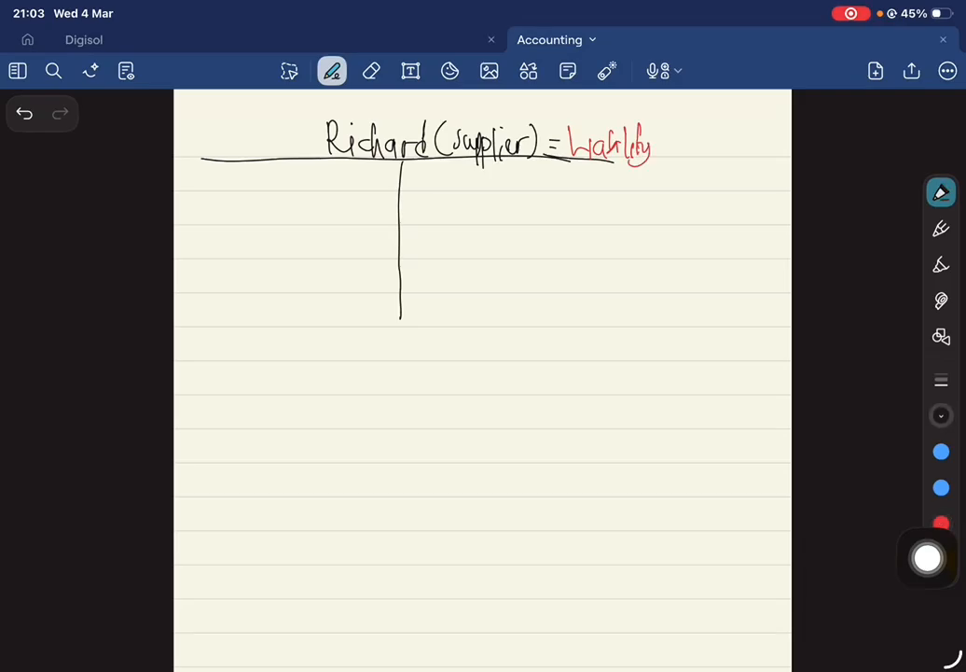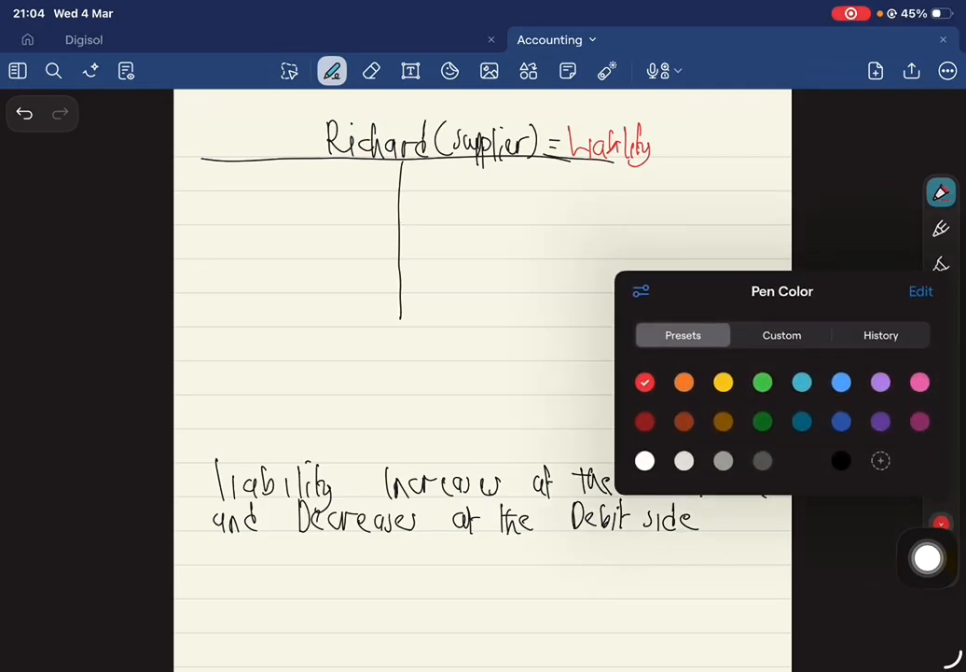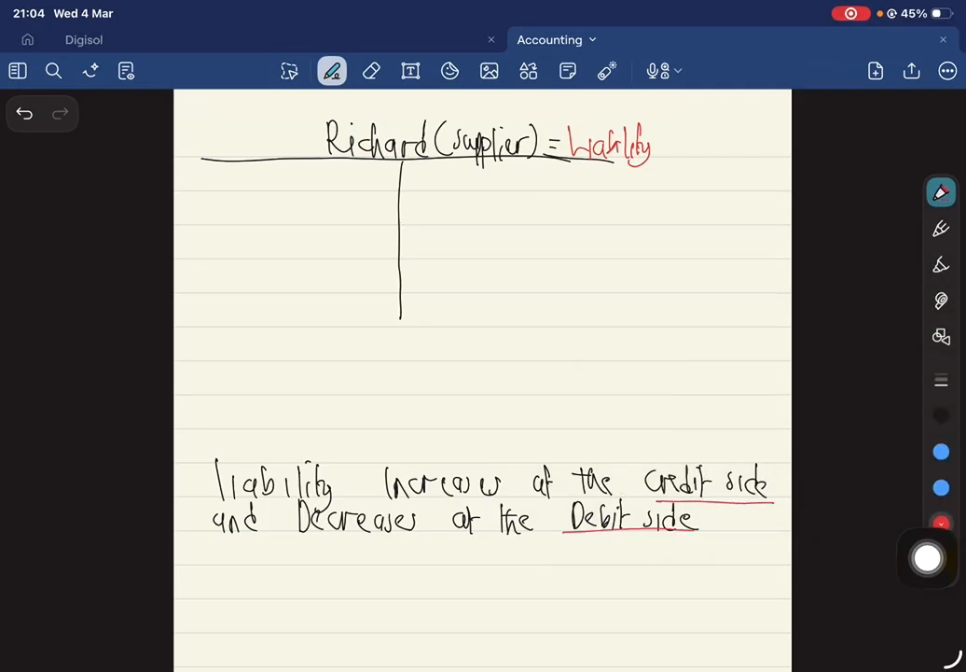So what is the rule surrounding liability? We said liability increases at the credit side and decreases at the debit side. Liability increases at the credit side and decreases at the debit side.